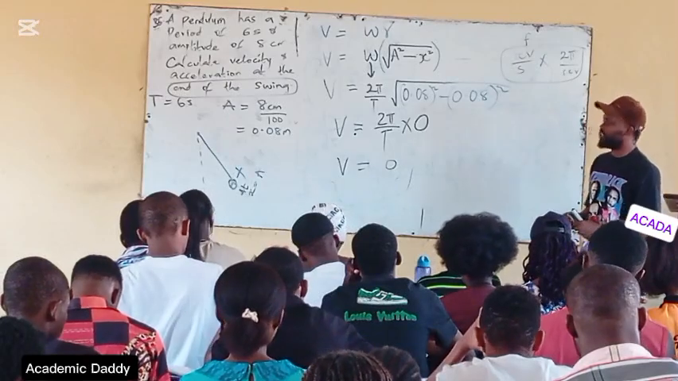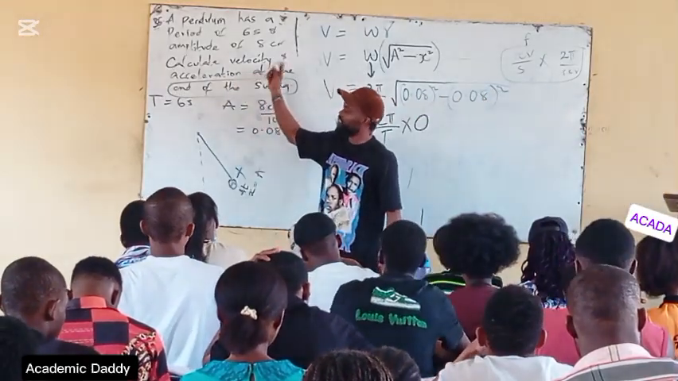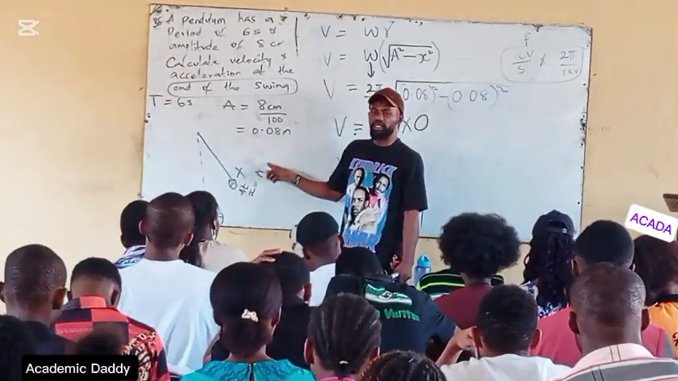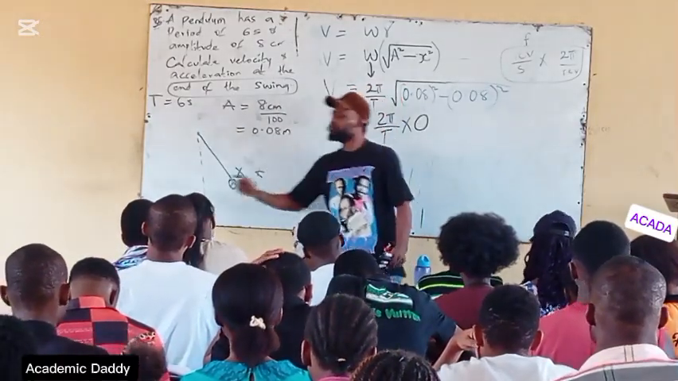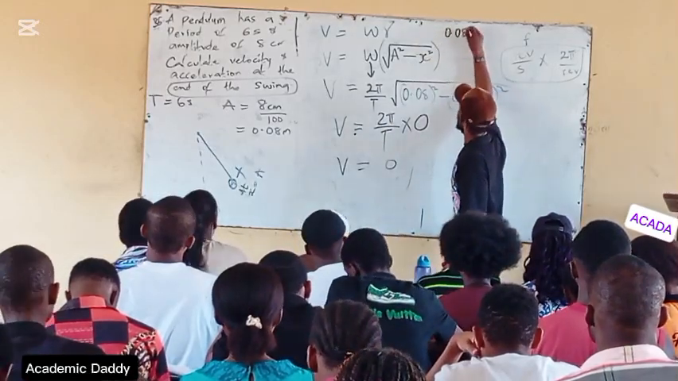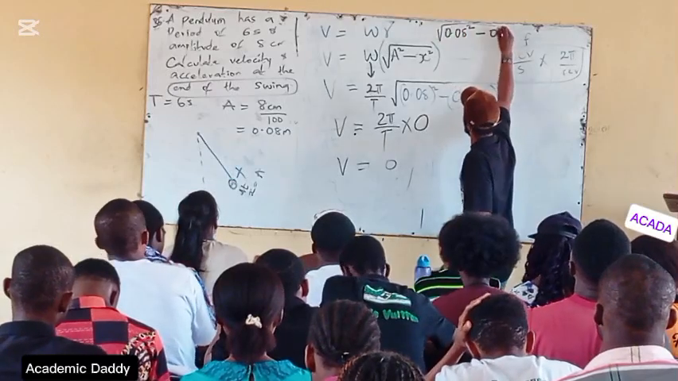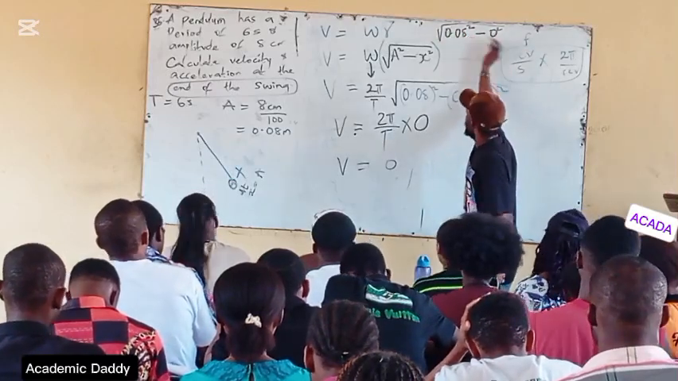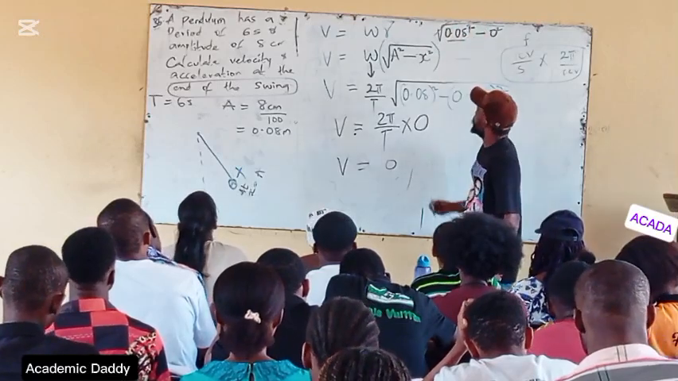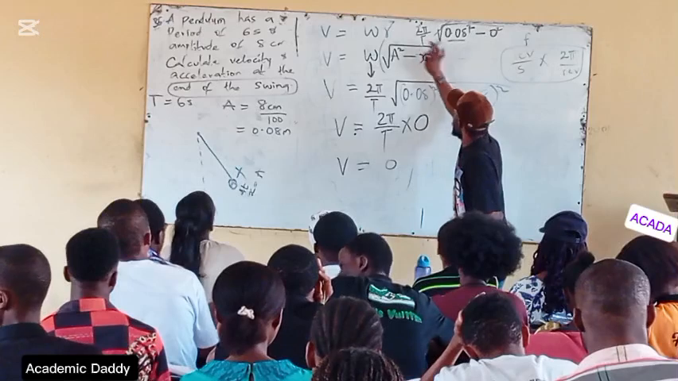But as we said, at the middle, what is velocity at the middle? What you will now be checking is no longer x equal to a. Rather, at this point x will be equal to 0. What will the value now be? 0.08 squared minus 0 squared, take the square root. Minus it, so we just use this. By the time we square this, we cancel this, is it not? Then use 2 pi over T and times this thing.